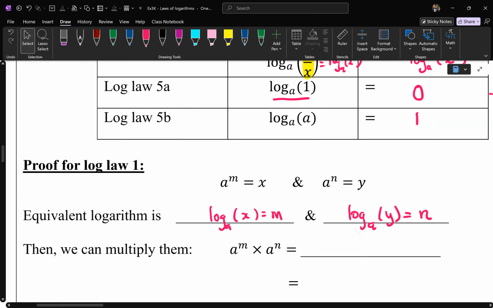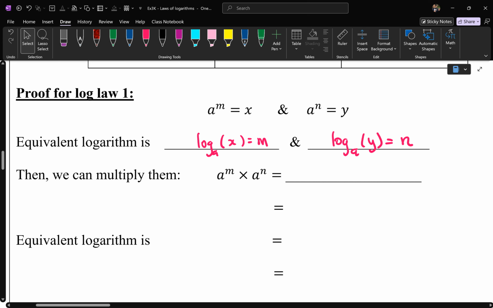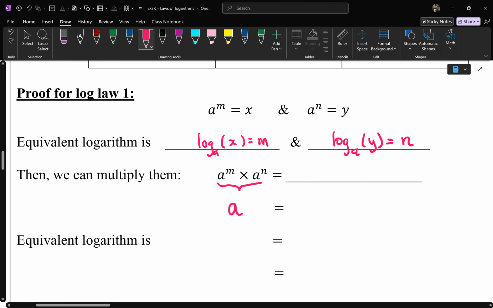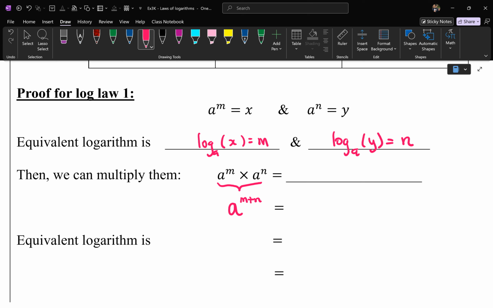Okay, now let's do a bit of a proof. Log law number 1 says that if you multiply A to the power of m times A to the power of n, index law number 1, what do you do? You add the power. So let's rewrite this. This is the same thing as writing A to the power of m plus n.